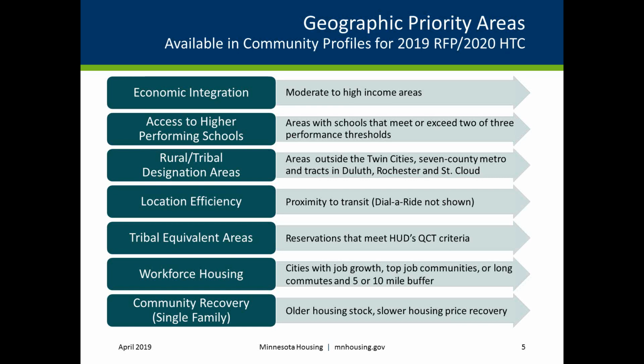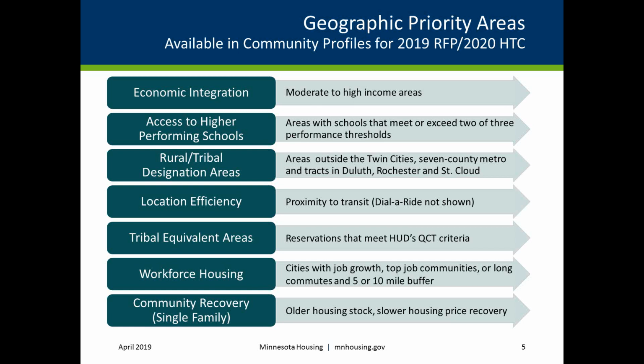Access to higher performing schools applies to the same geographies as economic integration. If an area meets or exceeds 2 of 3 performance thresholds for its schools, it is considered to have access to higher performing schools. The performance metrics used are 3rd grade reading proficiency, 8th grade math proficiency, and on-time graduation rates.